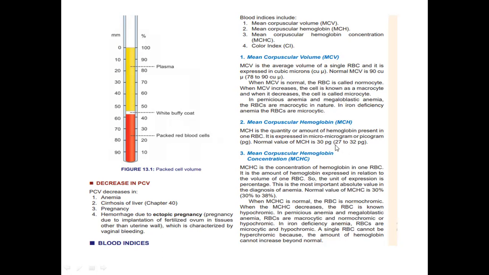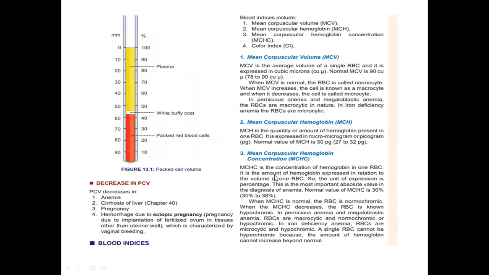So if a patient comes and has a mean corpuscular hemoglobin of 27, it is normal. If it is 28, it is normal. If it is 29, it is normal. Until it gets to 32, it is still normal. Now, if you have more hemoglobin in one red blood cell, an increase in the hemoglobin content of one red blood cell, then there will be an increase in mean corpuscular hemoglobin. If there's a decrease in the hemoglobin content of one red blood cell, then we'll have a decrease in mean corpuscular hemoglobin.